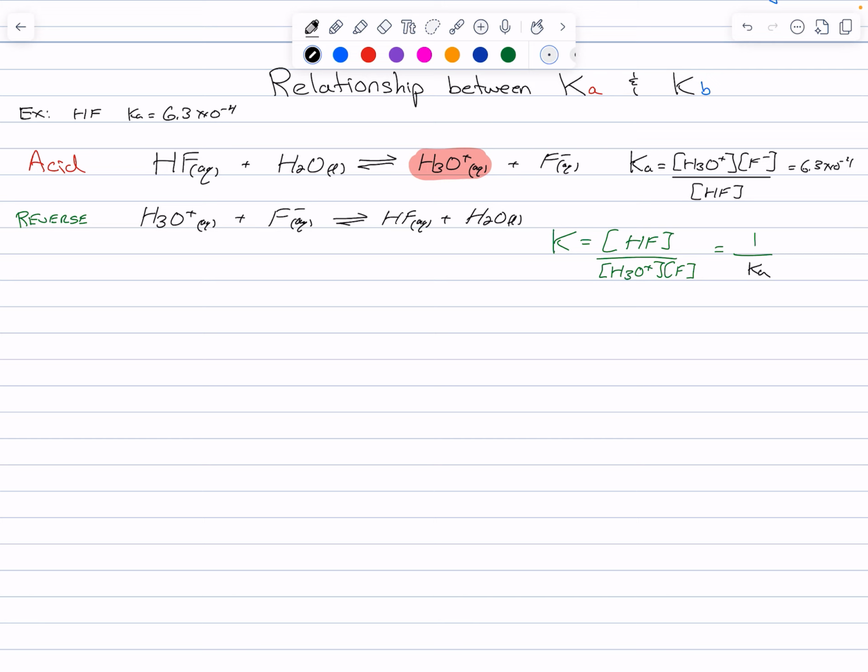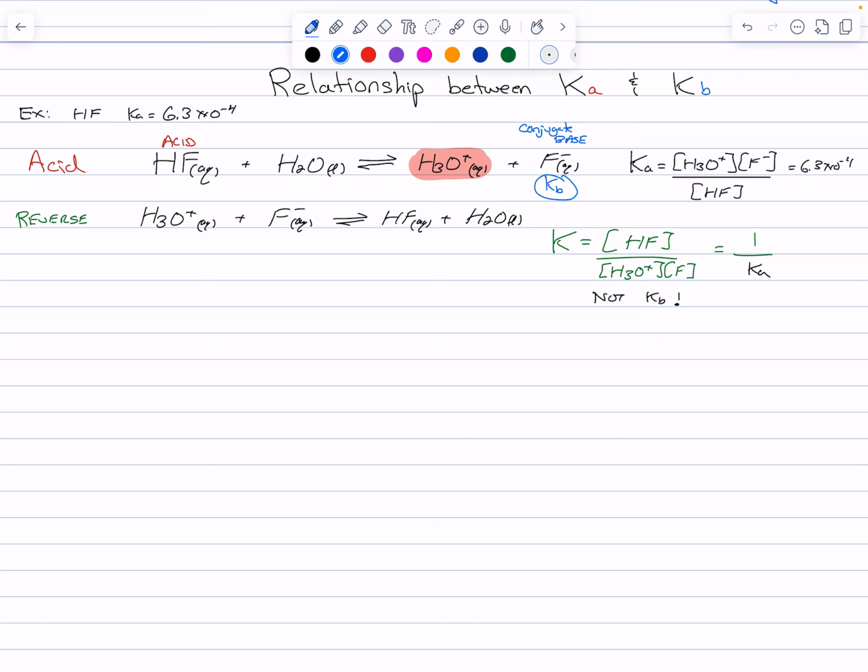So this is not Kb. All right. Because in here, we have our acid, hydrofluoric acid, and we have our conjugate base. And if you look up the Kb for our conjugate base in the back of the book, you're not going to find it.